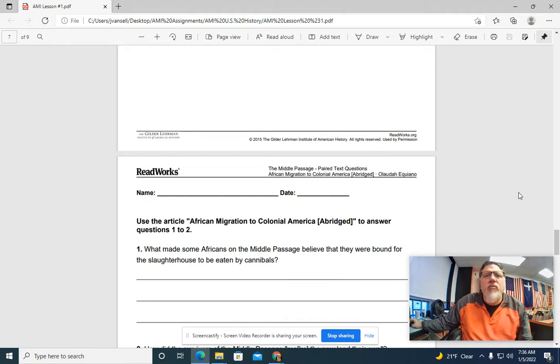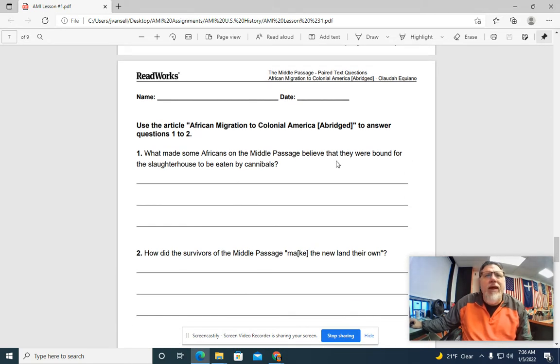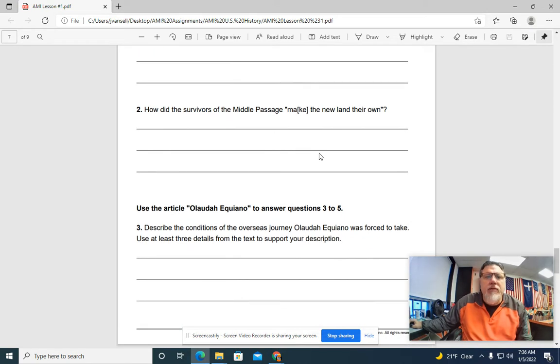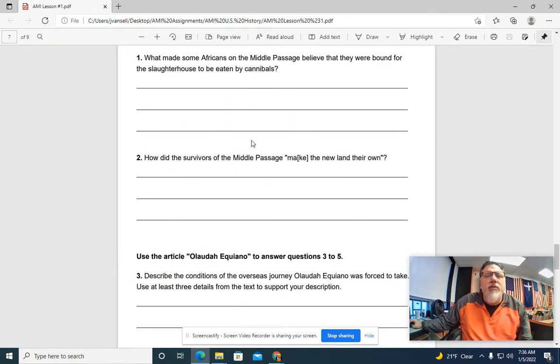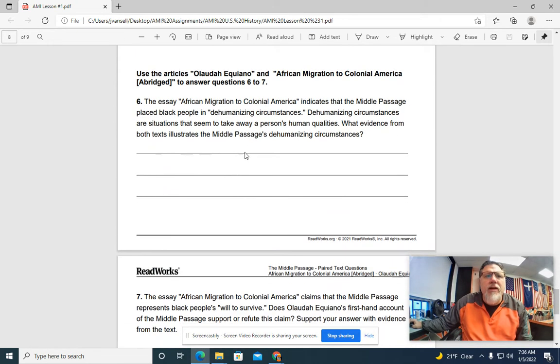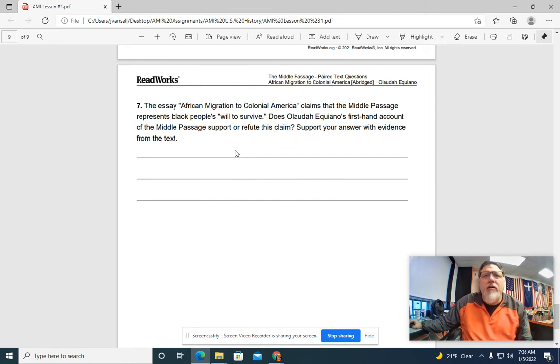Then after you read the two readings, you're going to use the articles to answer the questions. This one here says use the article African Migration to Colonial America to answer questions 1 and 2. Okay. What made some Africans on the Middle Passage believe that they were bound for the slaughterhouse to be eaten by cannibals? You'll find that in the reading. Just put your answer down. It's pretty simple. The first two are using both articles. 3, 4, and 5, you're using the second article only. So if you just follow directions, you're going to be fine. There's 7 total on here. If you read the stuff, you're going to be fine.